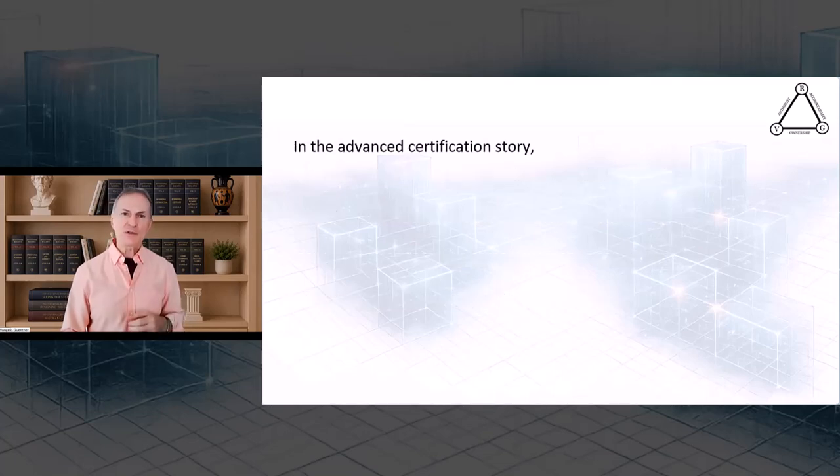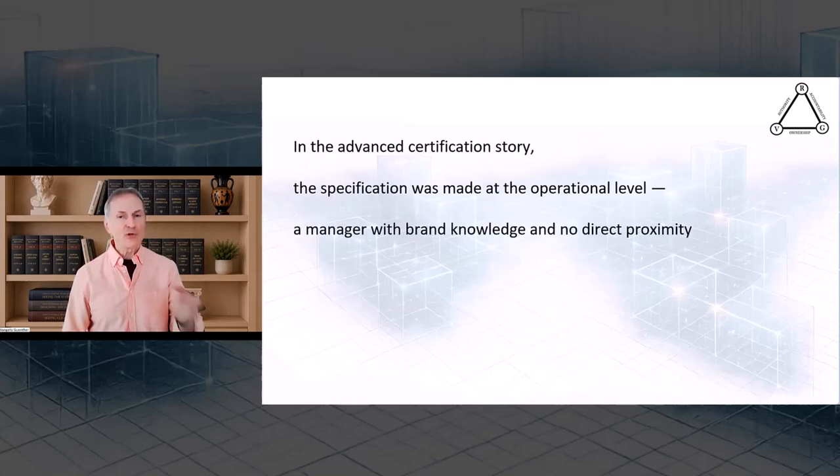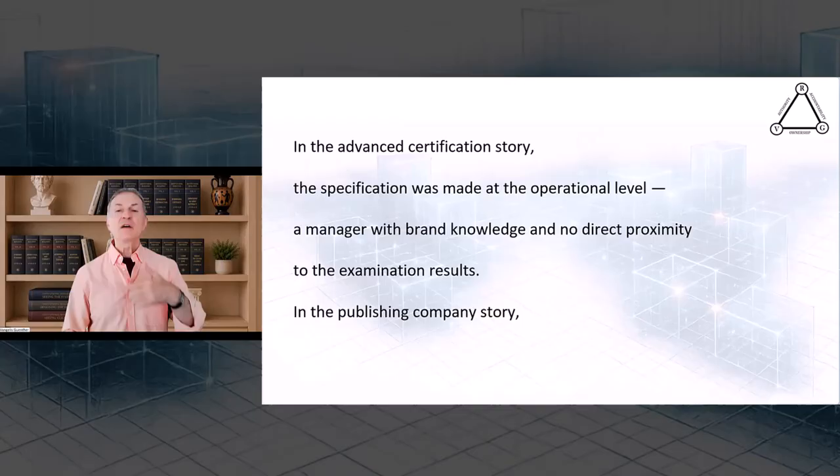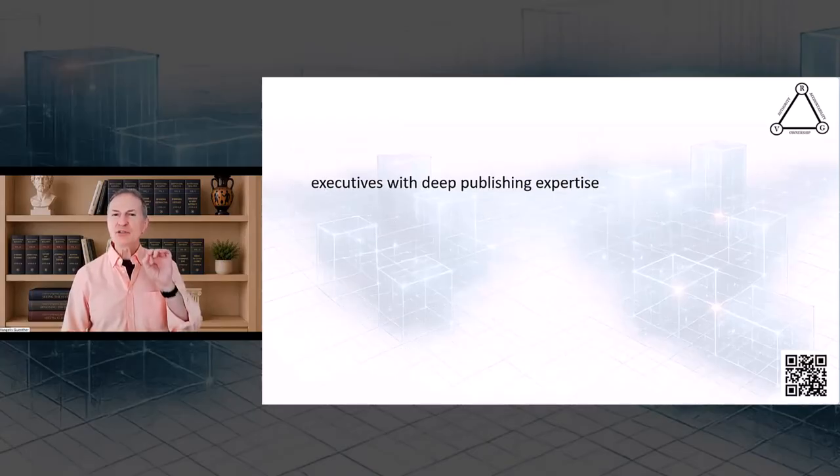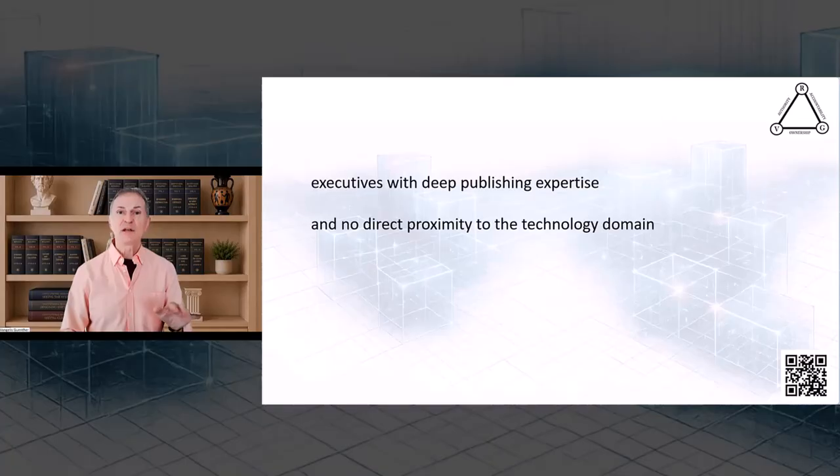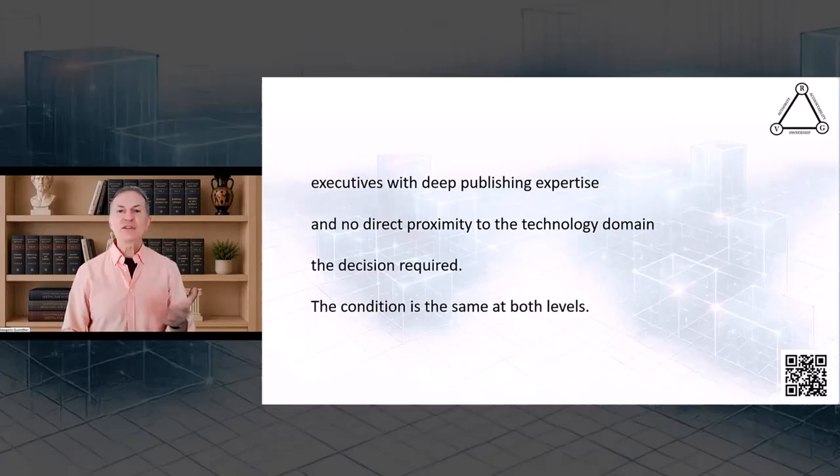These two stories carry the same governance conditions seen from two different levels of organizational life. In the advanced certification story, the specification was made at the operational level. A manager with brand knowledge and no direct proximity to the examination results. In the publishing company story, the decision was made at the strategic level, executives with deep publishing expertise and no direct proximity to the technology domain the decision required. The condition is the same at both levels.